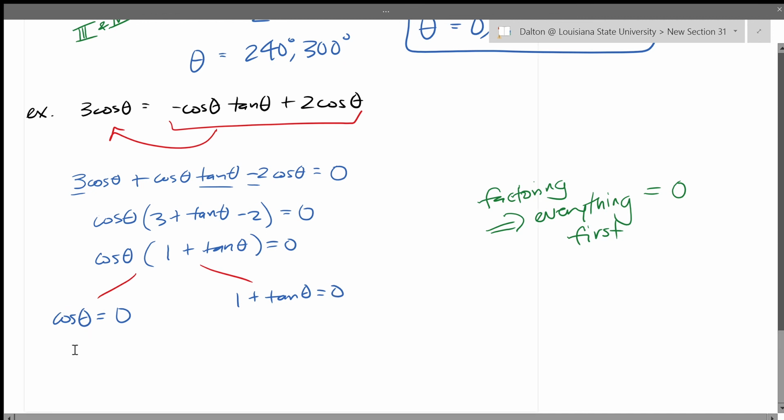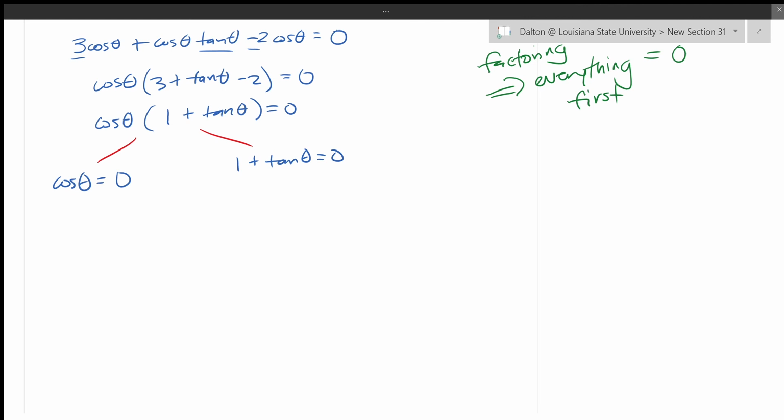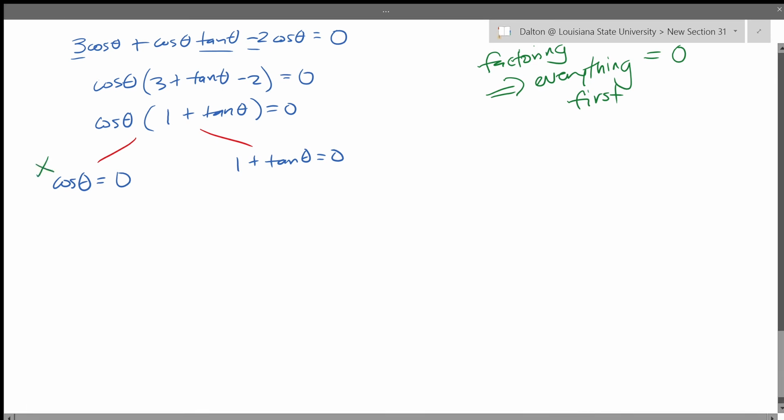And then again, you're going to use your unit circle to help you figure this out. Cosine is an x value. So where are your x values equal to 0? Using your unit circle, that's going to be where theta is equal to 90 degrees and 270 degrees.